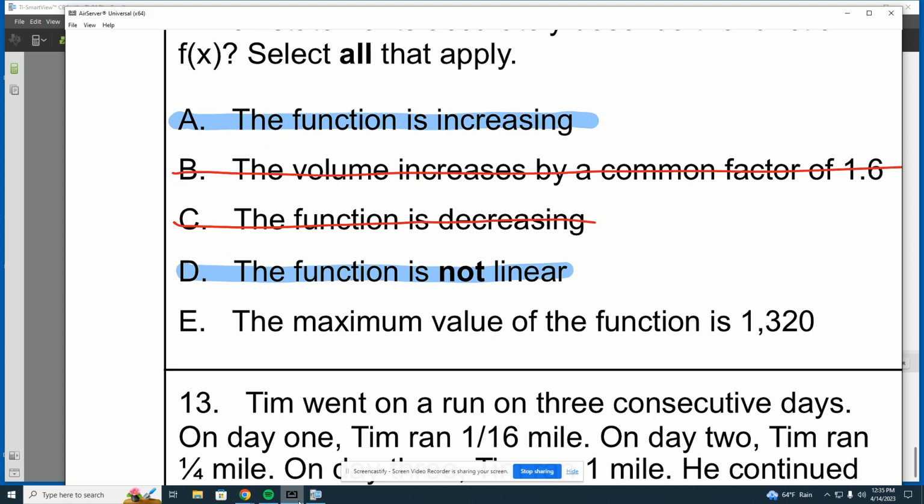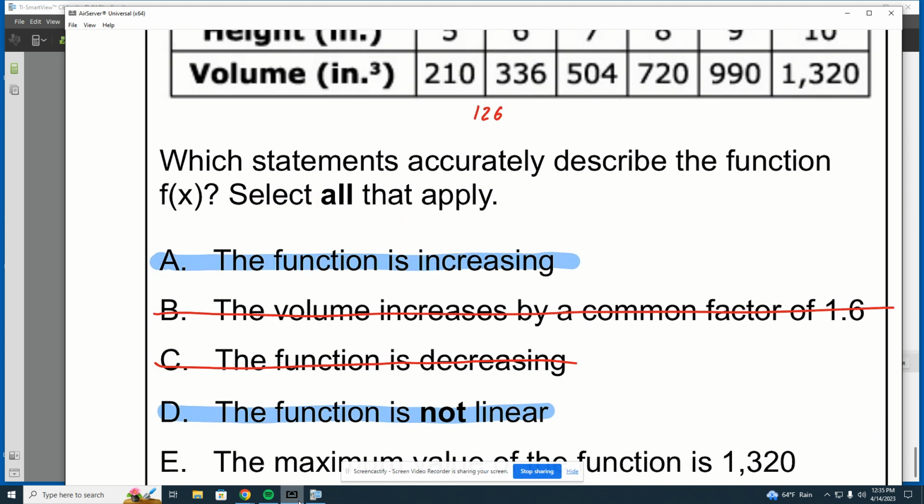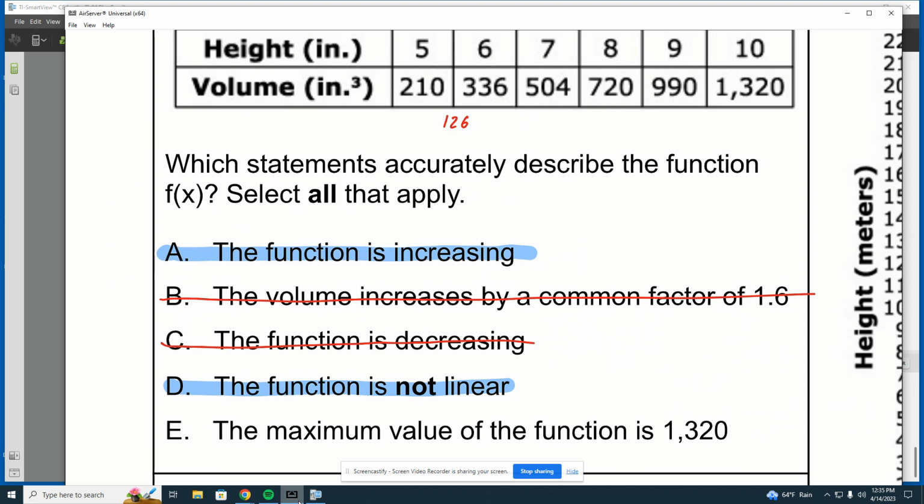Consistently. And then the last one, the maximum value is 1320. That should have been a pretty easy one, because remember, we're seeing the whole picture. There's nothing they're leaving out. There's no part of this function you don't see. So what is the biggest value of the function? 1320. So definitely E. So our answers are A, D, and E. Questions?